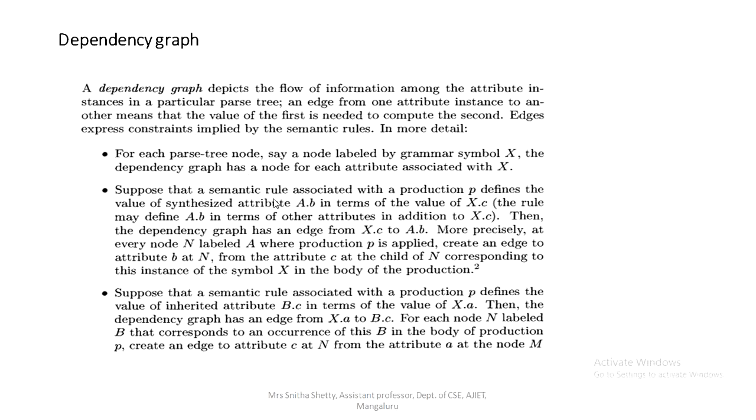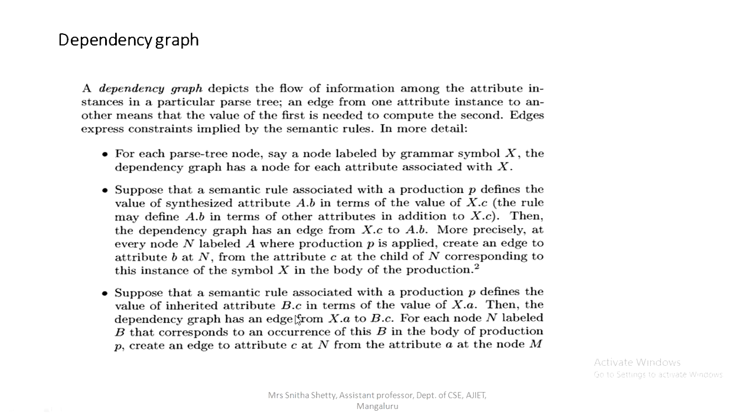Here, for each parse tree node, say a node labeled by the grammar symbol X, the dependency graph has a node for each attribute associated with X. Suppose that a semantic rule associated with the production P defines the value of the synthesized attribute A.B in terms of the value of X.C, then the dependency graph has an edge from X.C to A.B. More precisely, at every node N labeled A where production P is applied, it creates an edge to attribute B at N from the attribute C at the child of N corresponding to the instance of the symbol X in the body of the production.